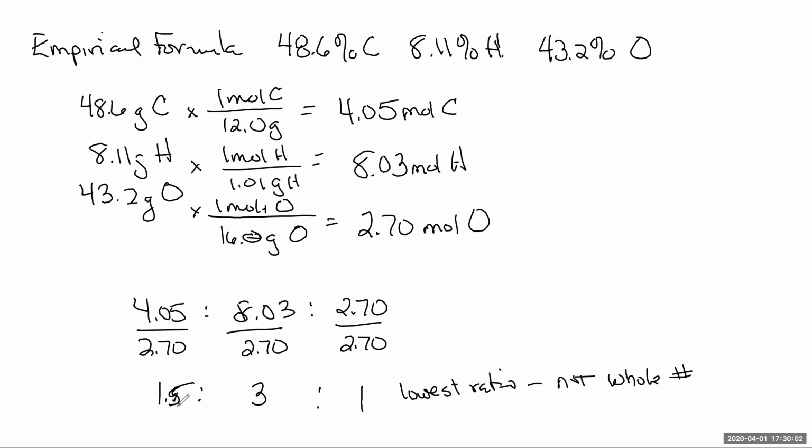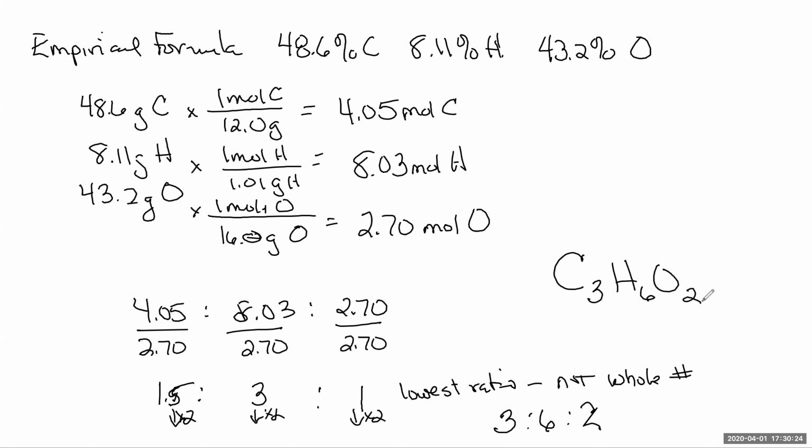Well, to get a half to a whole number, I'm going to multiply each one of these by 2. And then my lowest whole number ratio is going to be 1.5 times 2 or 3, 3 times 2 is 6, 1 times 2 is 2. So my formula is going to be C3H6O2.